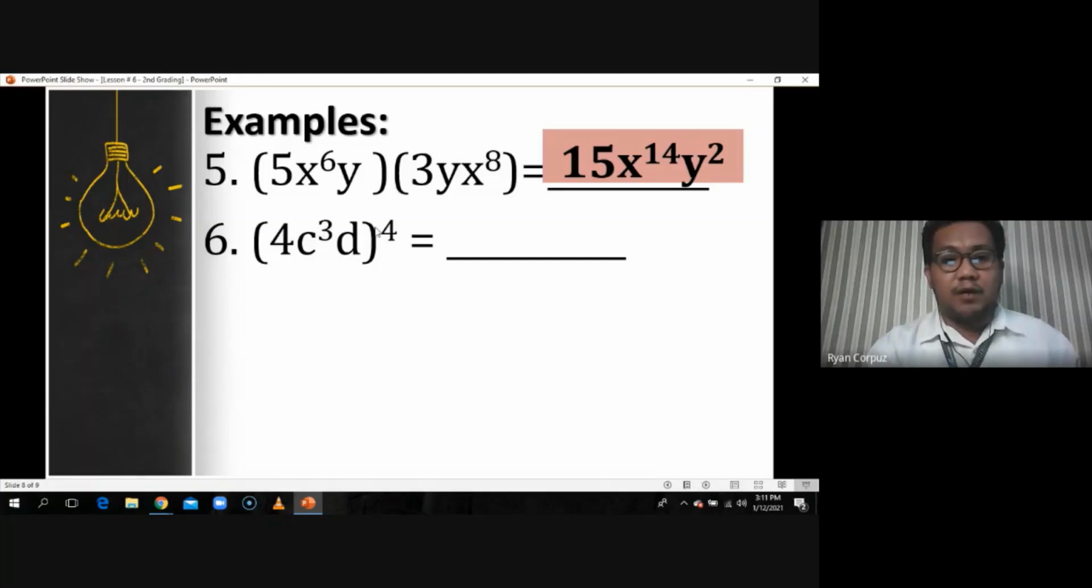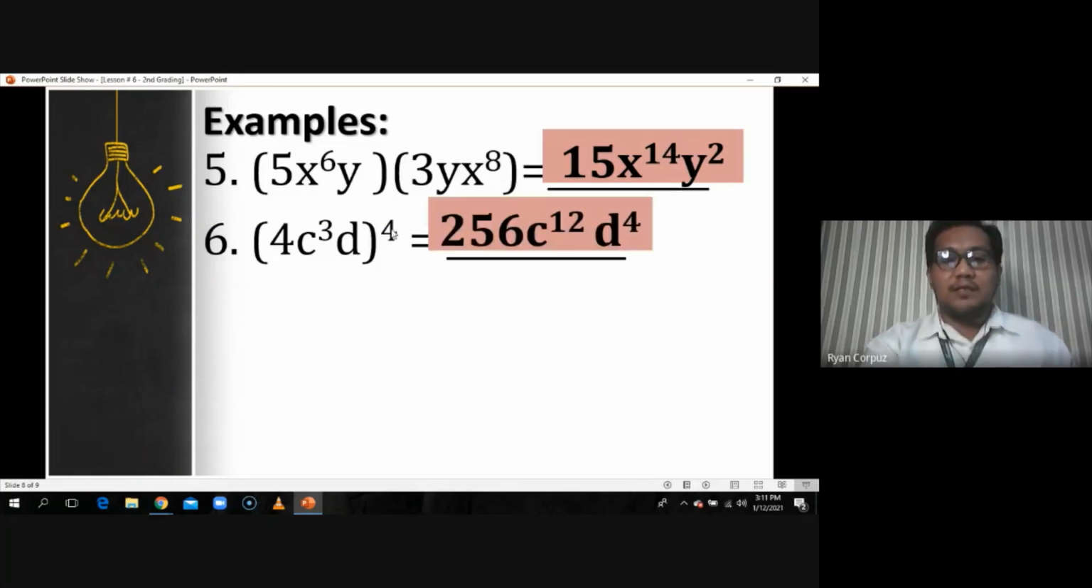So that would be 4 times 3, that would be c raised to 12, then d raised to 1, that's 1 times 4, that would be d raised to 4. That's why we'll come up with an answer which is 256 c raised to 12 d raised to 4. So that's how we answer example number 6.